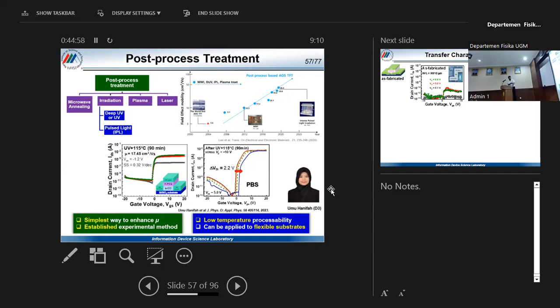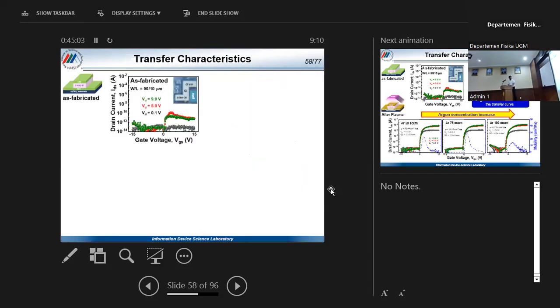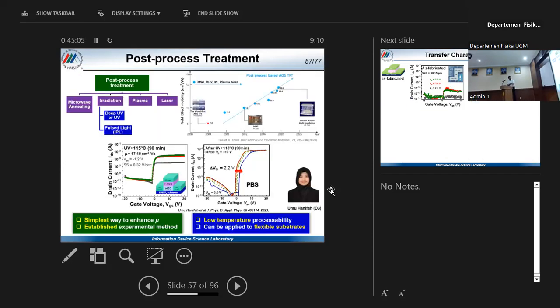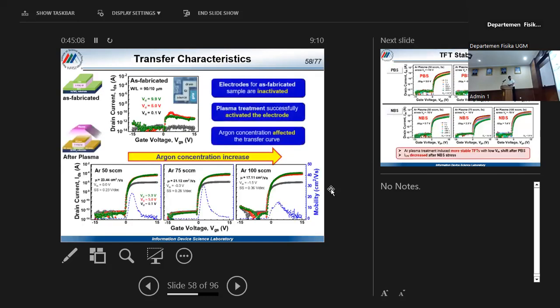So this is after 10,000 seconds. So you can see there's some shift. So we want to develop a new method. So in her case, we used plasma, argon plasma.